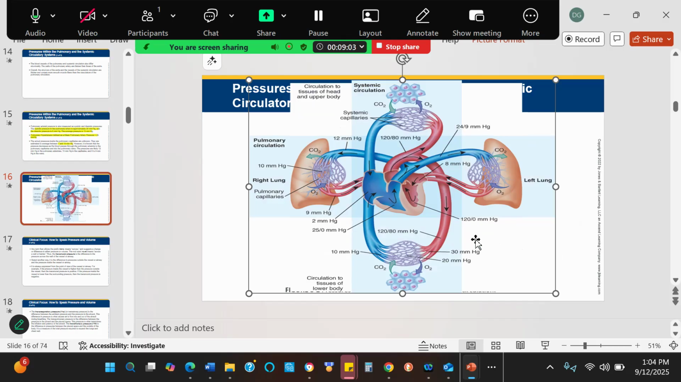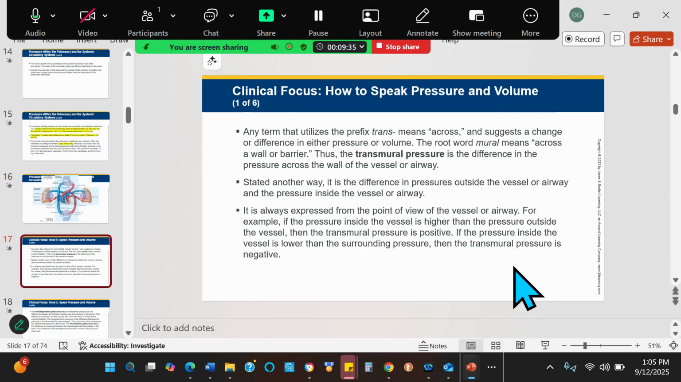120 over 80 in the systemic circulation, 24 over 9 in the pulmonary artery, about 8 as blood comes back to the left atrium. Very low as blood comes back to the heart through the veins, about 2, not more than 5 or 6. One of my professors said the blood barely makes it back to the heart. That's what nature wants, is for blood to just barely make it back. That's why veins have valves so that we can get the blood back.